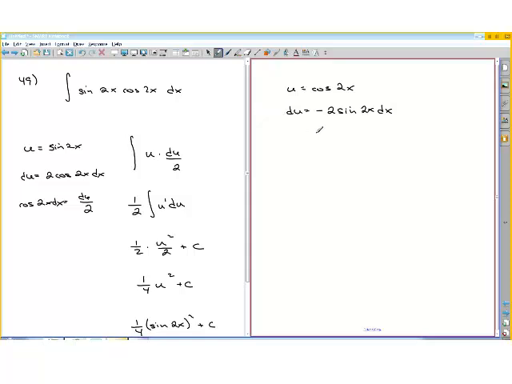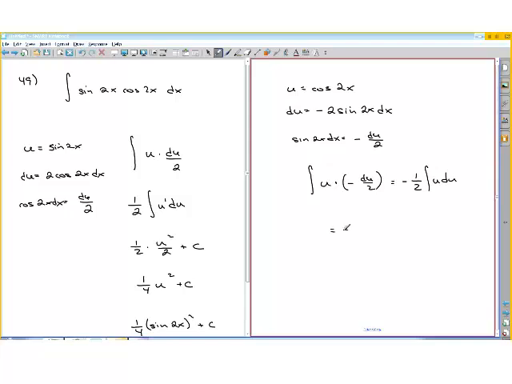So it looks very similar. We can solve for the sine of 2x dx. Sine of 2x dx is just equal to negative du over 2, because we divide by negative 2. Instead of here we had du over 2, here we have negative du over 2. So the original integral, this is actually u, and then we have times negative du over 2. So we can factor out the negative 1/2, and we get the integral of u du.